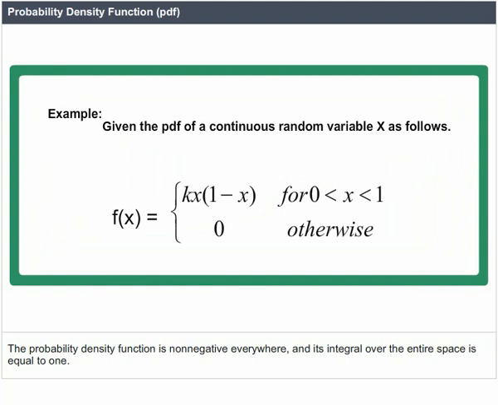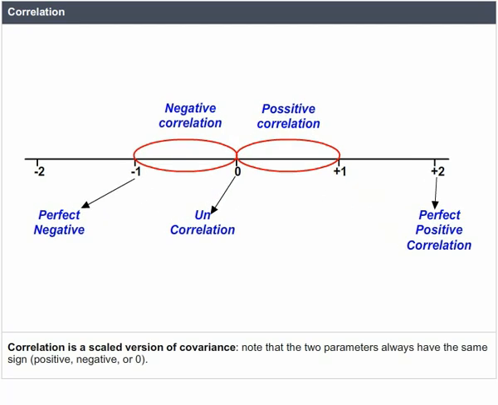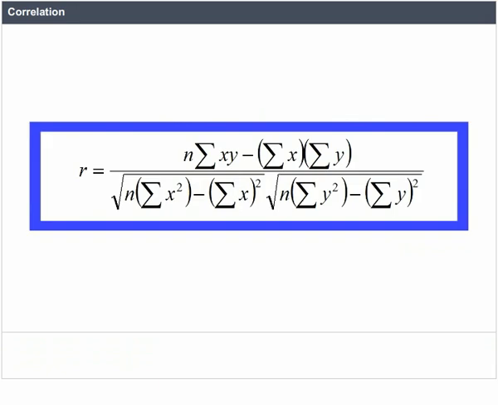Further, confusion of terminology exists because density function has also been used for what is here called the probability mass function. Correlation. Correlation is a scaled version of covariance. Note that the two parameters always have the same sign: positive, negative or 0. r equals n into summation xy minus summation x into summation y, divided by the square root of n into summation x squared minus (summation x) whole squared, into the square root of n into summation y squared minus (summation y) whole squared.